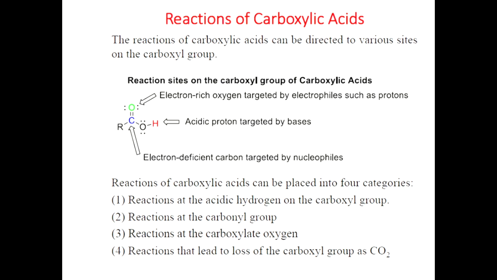So we can say that in carboxylic acid, three regions are available for reaction. One is the carbonyl carbon, which is an electron deficient carbon and acts as an electrophile. Whereas the carbonyl oxygen is electron rich and can be targeted by an electrophile, acting as a nucleophile. The third part is the OH proton, where deprotonation occurs, so it is an ionic reaction.